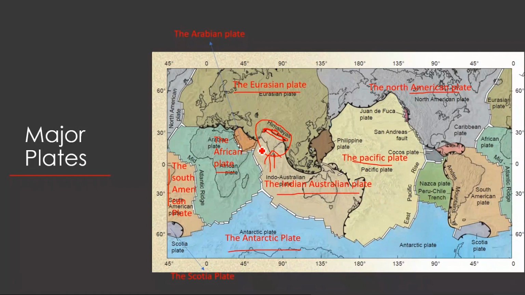And there is a small plate, the Arabian plate. Then we have the Nazca plate, then the Caribbean plate. So these are the minor plates. So we have major plates and minor plates. This is the Philippine plate.